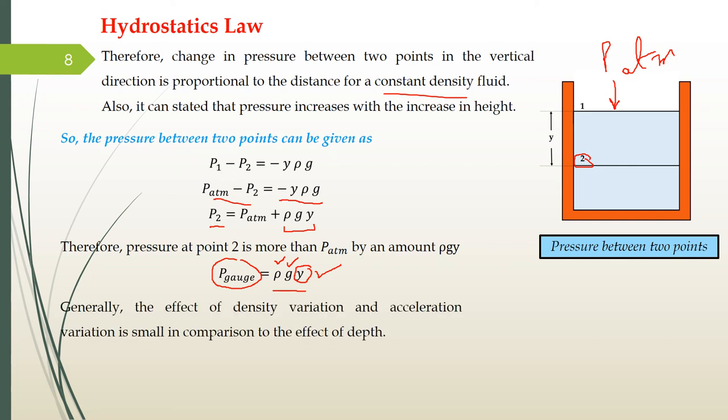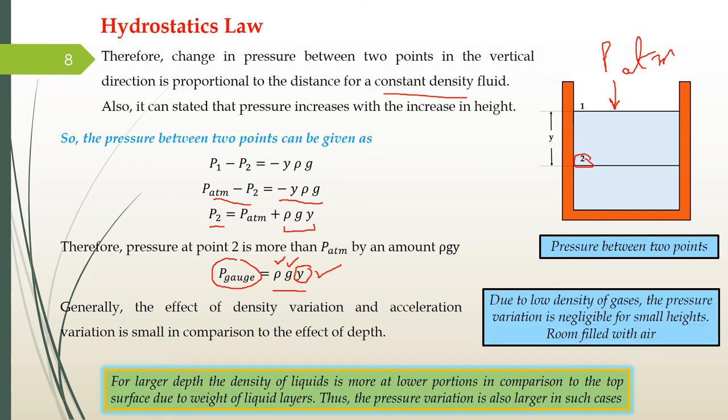So generally the effect of density variation and acceleration variation is small, as I have told you, but for larger depths, wherein we have a very large depth, if we have liquids, what happens in that case is the above layers create some pressure on the lower layers, due to which the density at the lower part increases. So there is also a change in the density, and that increase in the density also contributes to the change in the pressure.